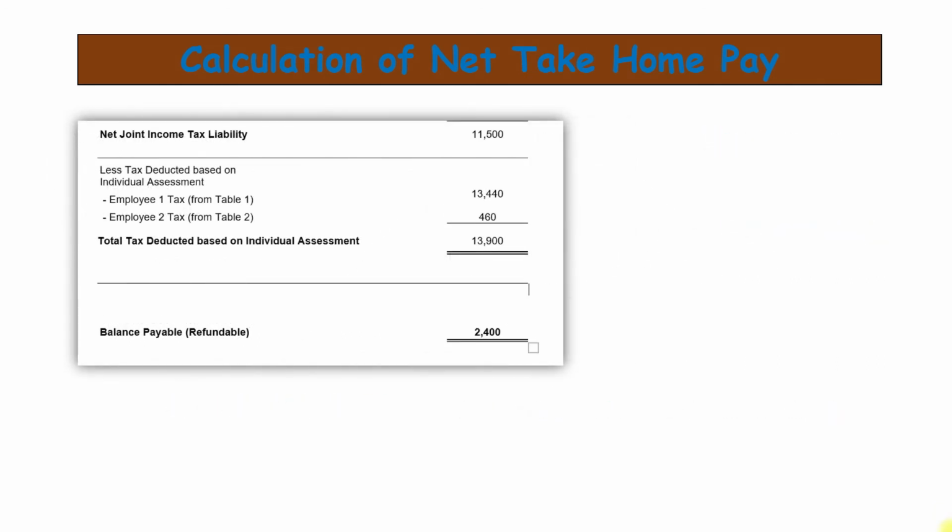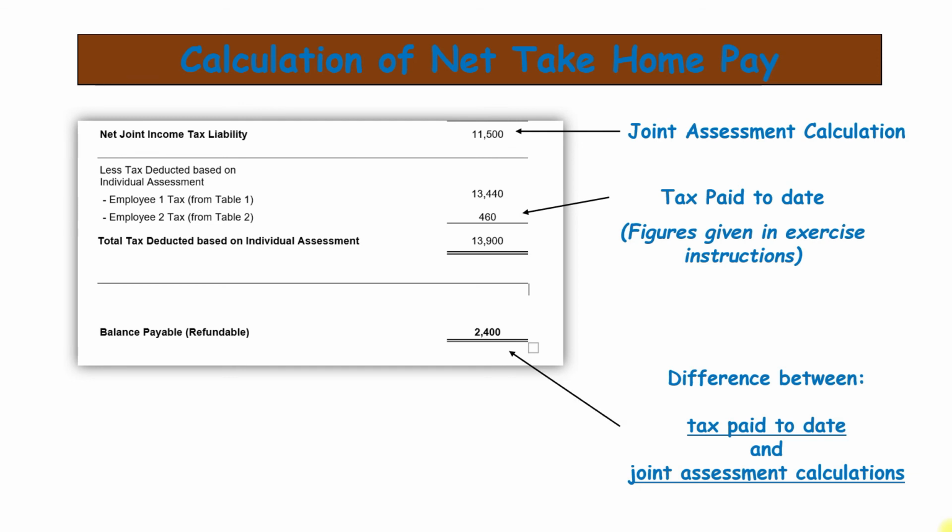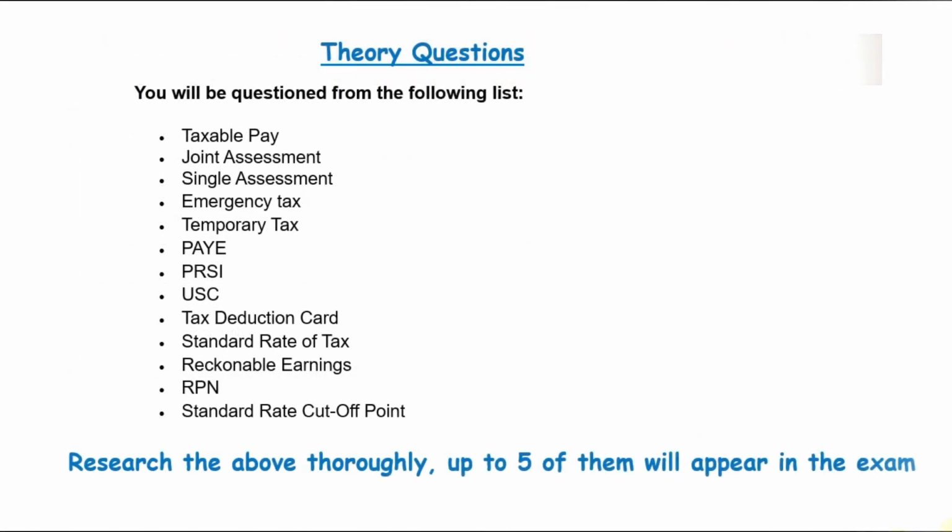Finally, we bring in the PAYE figures calculated on a single assessment basis. These figures can be found on the table given previously. To find the difference between joint assessment and single assessment, we take the joint assessment figure from our calculations and subtract the single assessment figures. We enter the difference in the balance payable or refundable line. In this case, we would have saved $2,400 by being jointly assessed rather than singly assessed. So, that brings us to the end of the calculations for this assignment.